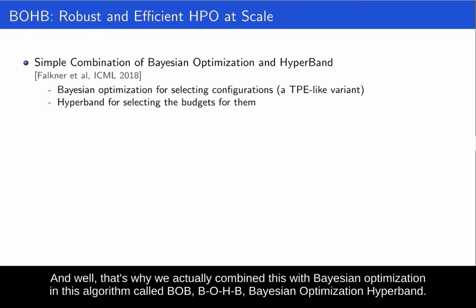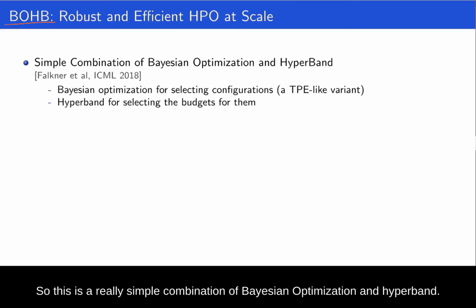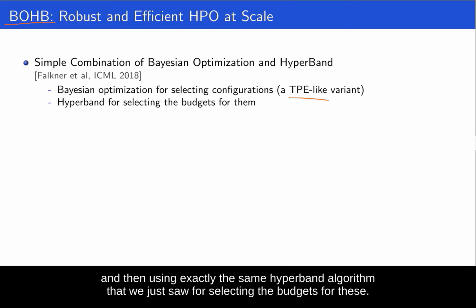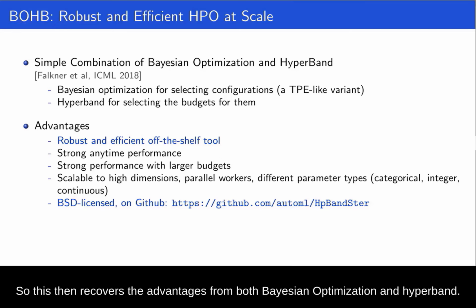And that's why we combined this with Bayesian optimization in this algorithm called BOHB, Bayesian optimization and Hyperband. This is a really simple combination of Bayesian optimization and Hyperband. It basically works by running Bayesian optimization for selecting the configurations, doing so by a variant of TPE, and then using exactly the same Hyperband algorithm that we just saw for selecting the budgets for these. So this recovers the advantages from both Bayesian optimization and Hyperband.